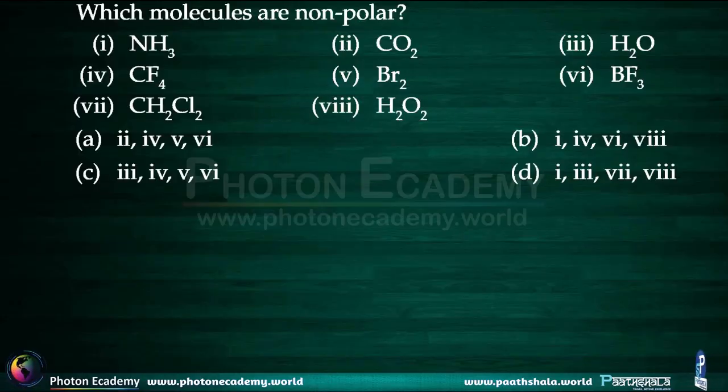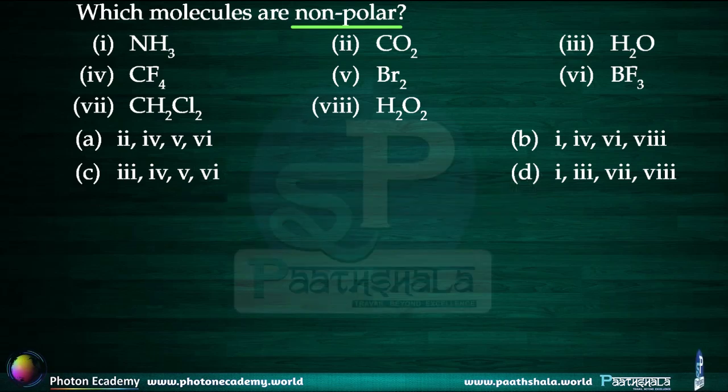Here we have been asked which of the following molecules are non-polar in nature. Now the basic concept says that a non-polar molecule is a molecule in which the vector sum of the dipole moments of all the bonds is equal to 0. If the vector sum of the dipole moments is not equal to 0, the molecule is said to have a certain polarity and thus it becomes a polar molecule.